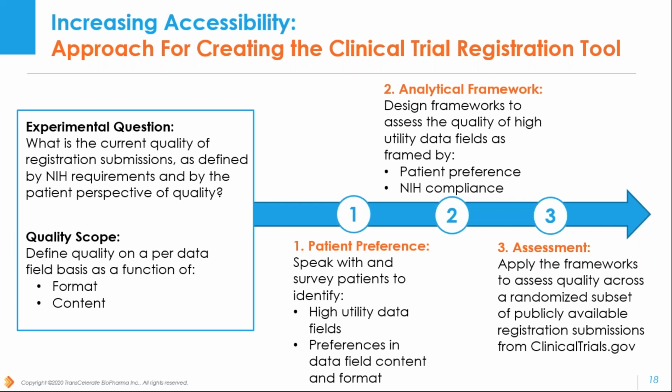We then needed to actually understand what the patient preferences were. So we spoke with patients via patient advisory boards, and we performed a global survey where we identified what the high utility data fields are on the registries, and also what patients' preferences were in terms of the data field content and the format. With the patient preferences in our hand, we then were able to create analytical frameworks, which were comprised of two elements. There was the patient preference side of things, and then there was also the compliance to the NIH requirements on the registries. And with these frameworks, we were then able to apply them and actually score a subset of trials that we downloaded from clinicaltrials.gov to analyze what the current state of quality is.